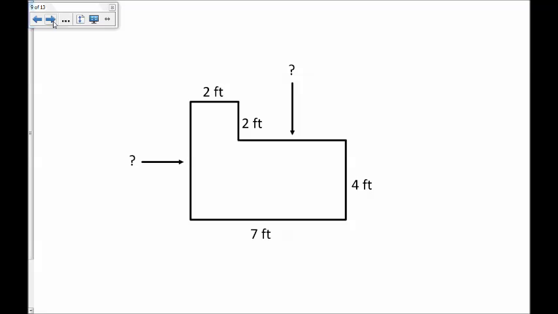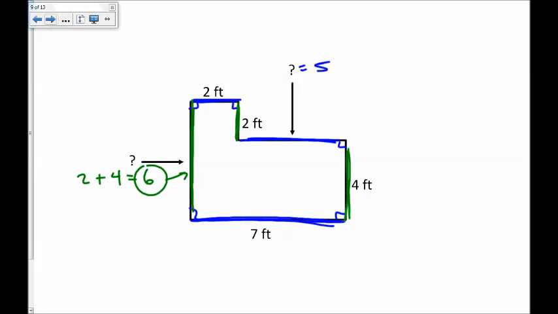We can also use the segment addition postulate to find lengths on a diagram. So first, I will find this length. I know that this length is 7, and this length is 2. And because these angles are all perpendicular, I know that 2 plus this length equals 7. So this must be 5, because 2 plus 5 equals 7. Similarly, I know that 2 plus 4 equals this length. So 2 plus 4 is 6, and that is this length.